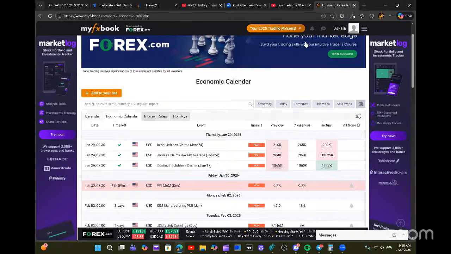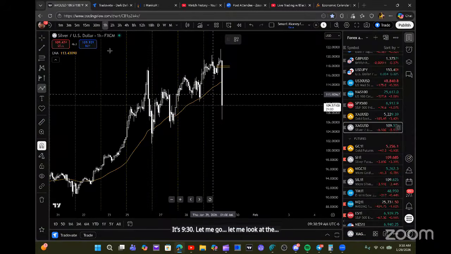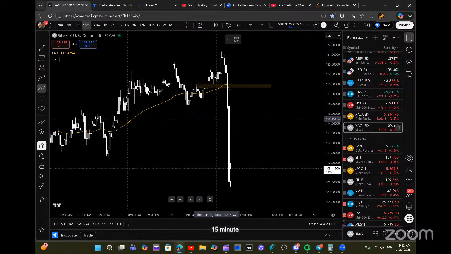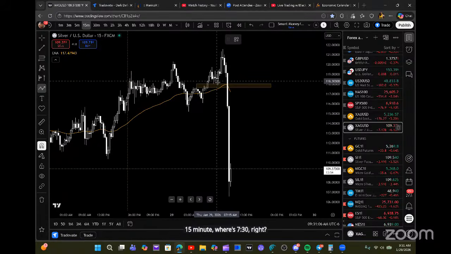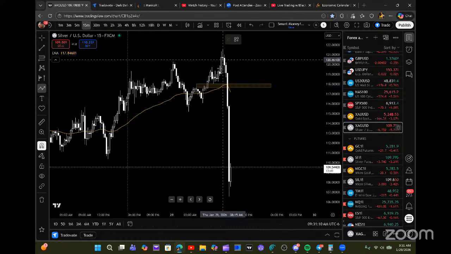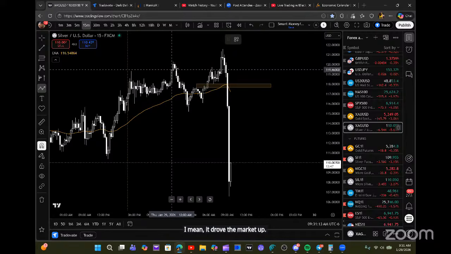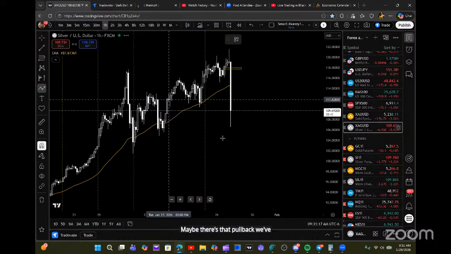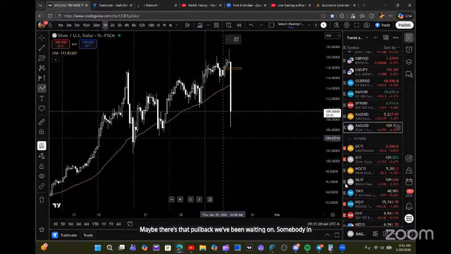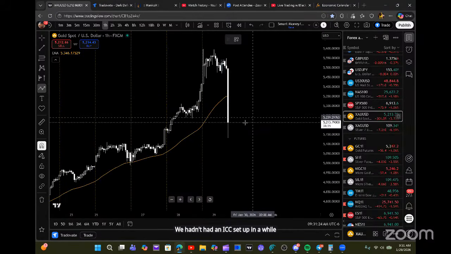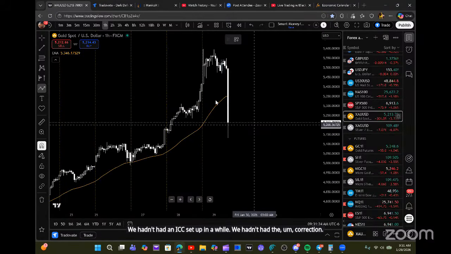It's 9:30. Let me look at the 15 minute. Where's 7:30? Right here. See, 7:30 ain't really done nothing. I mean, it drove the market up to sweep this high. Maybe there's that pullback we've been waiting on. Somebody in the Discord said something, but we hadn't had an ICC setup in a while. We hadn't had the correction. Maybe this is the correction.